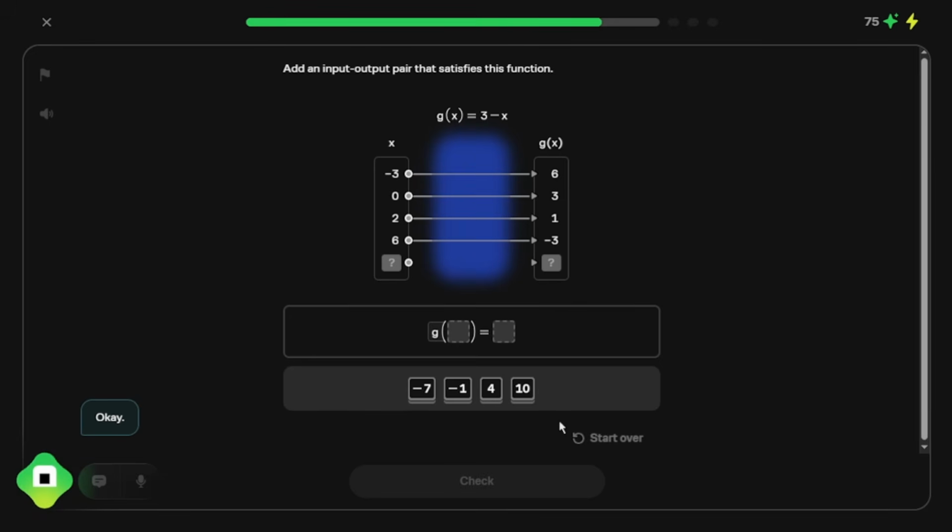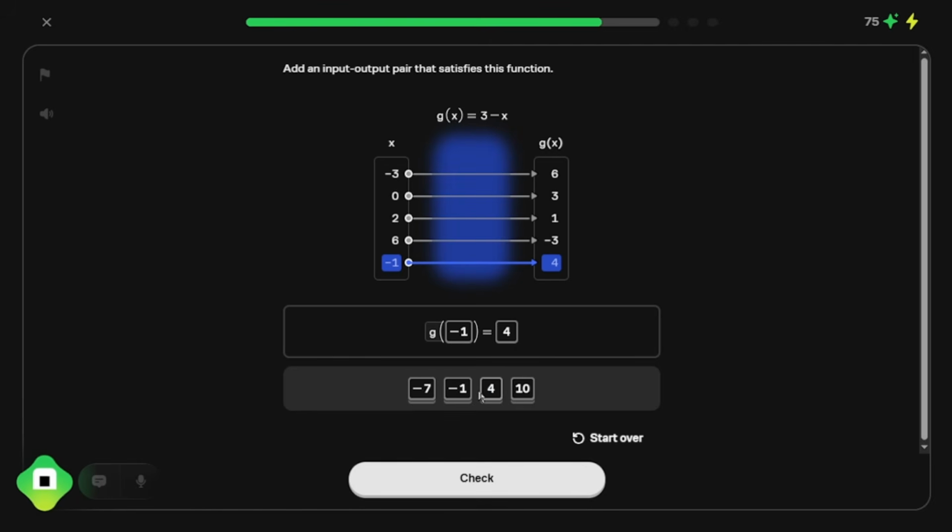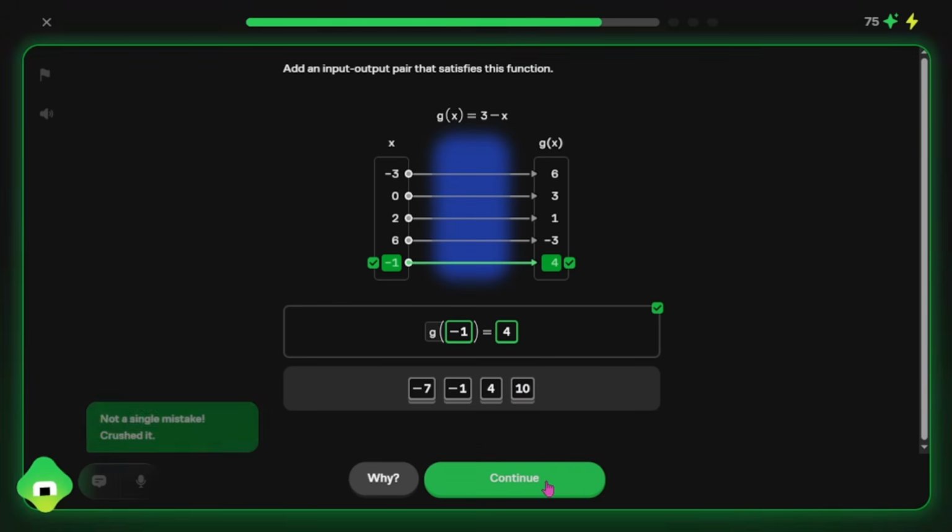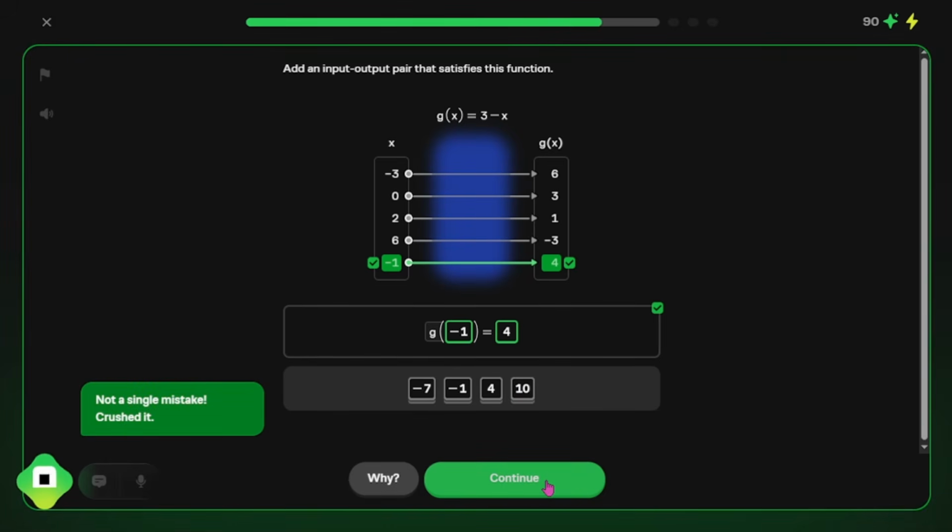Okay, last problem. I can make a new one. And this is 3 subtract x. So if 3 subtract negative 1, it will go to 4. Or 3 subtract negative 7 will go to 10. So it all goes to the same answer. Not a single mistake. Crushed it.